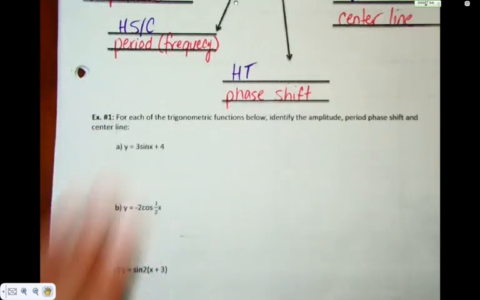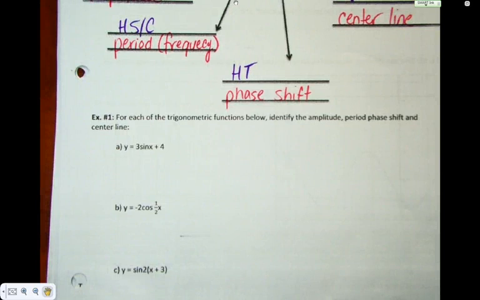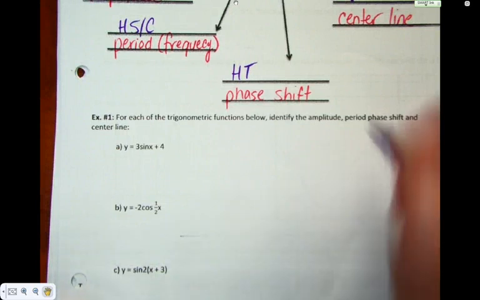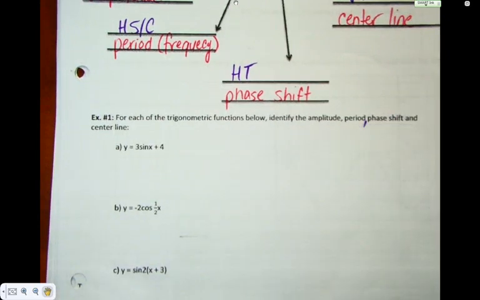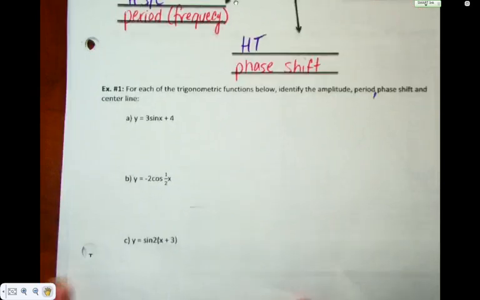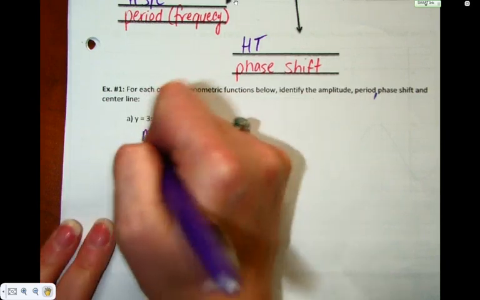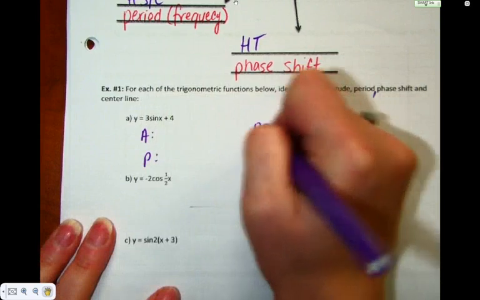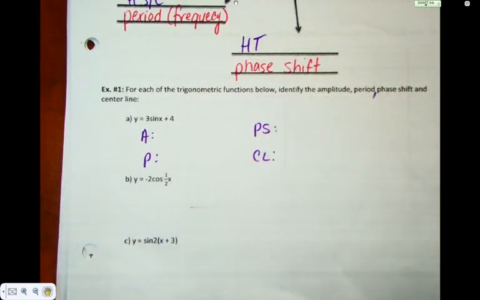So first thing we're going to do is just look at the equation, and we're going to identify what is the amplitude, what's the period, what's the phase shift, there should be a comma there, what's the center line, etc. Then we'll go backwards. I'll give you the period and the amplitude, and you're going to write the equation, and then we're going to actually do some graphing. So nothing different in terms of the math. We're just calling it something different. So for each of the trigonometric functions, sinusoidal, trigonometric, exact same thing, identify the amplitude, period, phase shift, and center line. So we call it the A, the P, the PS, and the CL.